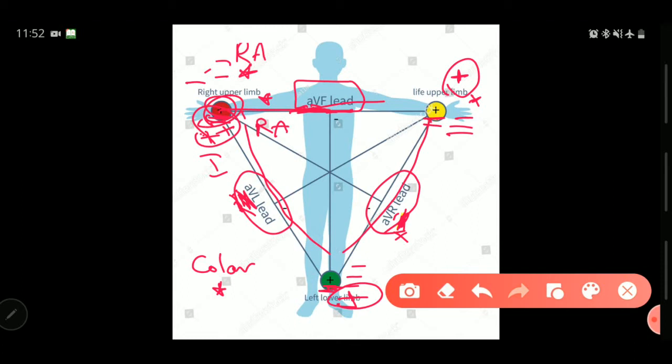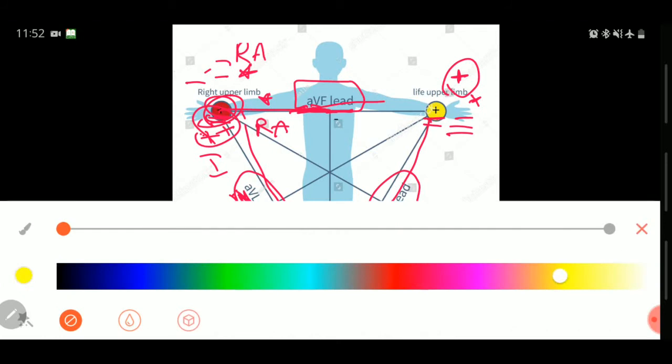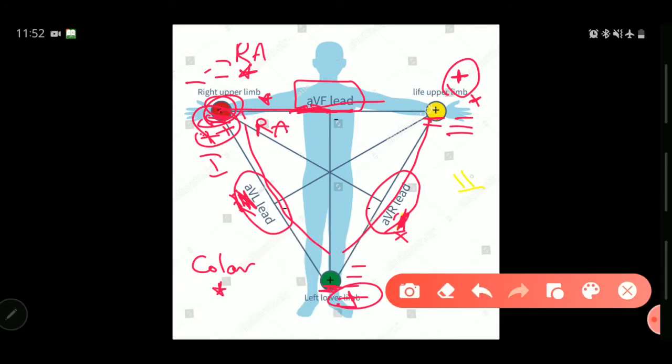Okay, the red color. And when you look for lead number 2 or EVL, and you don't see that written on the electrodes, you have to look for the yellow color. The yellow color is related to the left arm. When you don't see lead number 2 or EVL, look for the yellow color, because it is related to lead number 2 and EVL. Put it at the left arm.